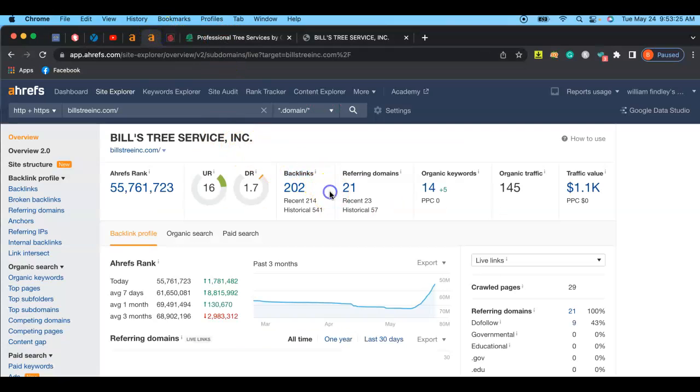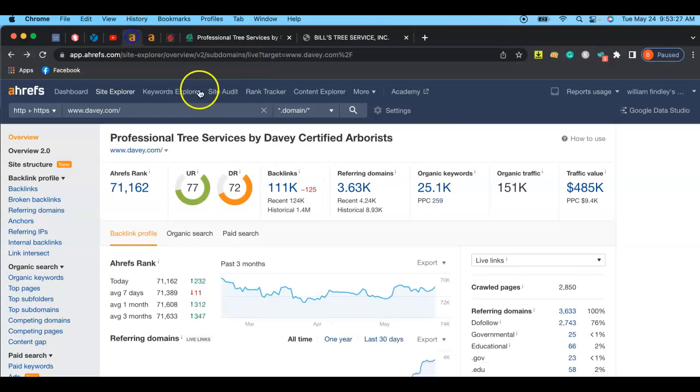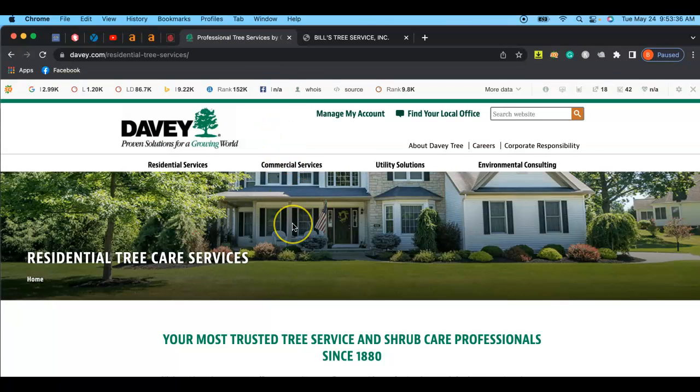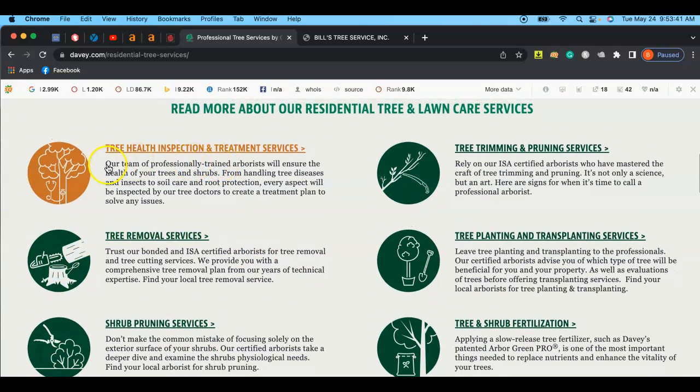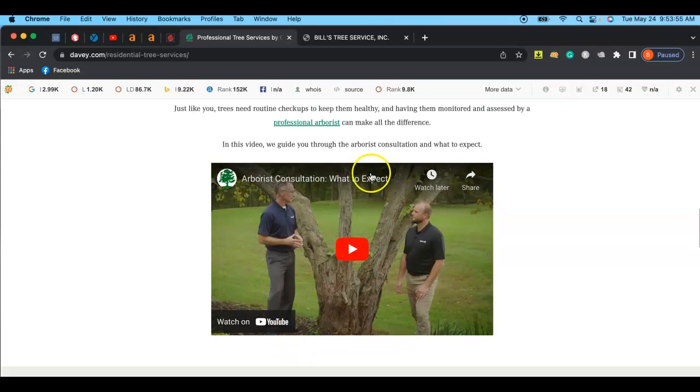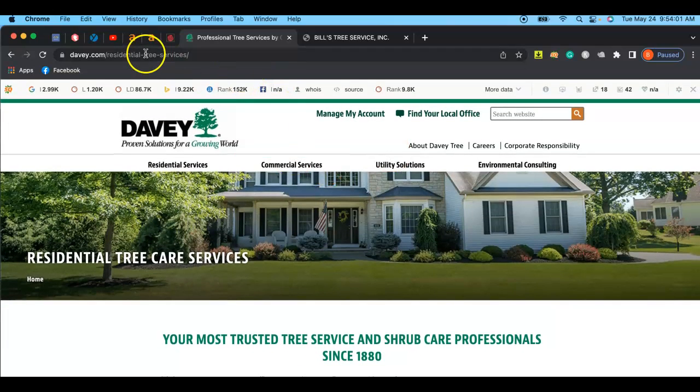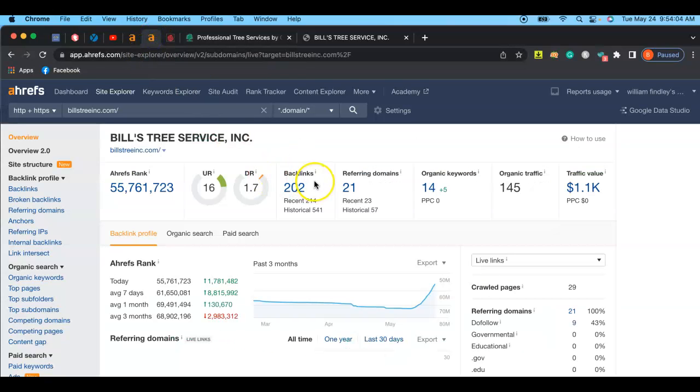You guys have 202 of those backlinks, and your competitor has 111,000 of those backlinks. Backlinks are pretty important because they help customers find what they're looking for in terms of the service or product you want to offer. Right here, your competitor actually has this set up. This helps a lot because they are able to incorporate a lot more of those backlinks this way, like tree trimming and pruning services, someone can click there. Tree removal services, they can click there. If they want to learn more about what to expect with an arborist consultation, they can click there. So those are just a couple things in terms of backlinks and what that looks like.